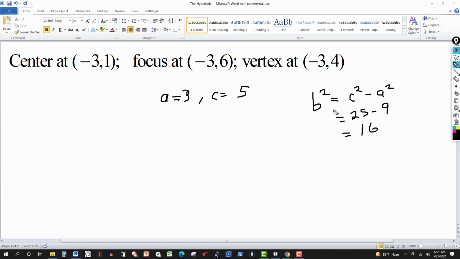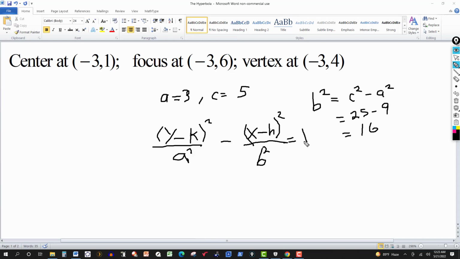And because we have a hyperbola that has a vertical transverse axis, we know it has to be of the form (y minus k) squared over a squared minus (x minus h) squared over b squared equal to 1. That's the form. If it had a horizontal transverse axis, then this would be a plus here, and then the minus would be over here with the y expression, and the a squared would be under the x term, and the b squared would be over here.